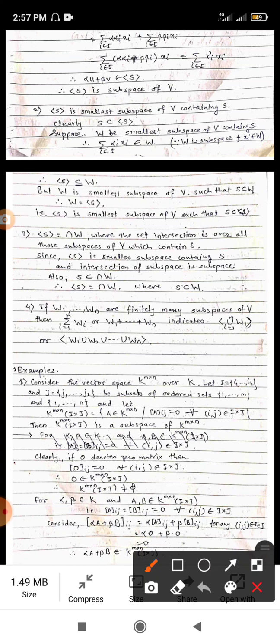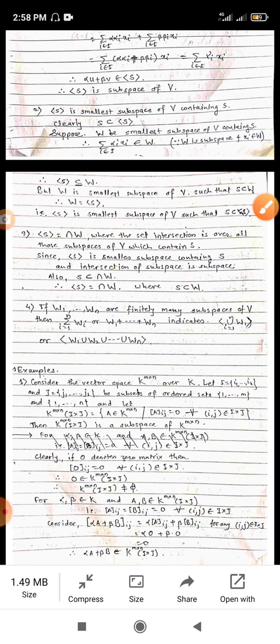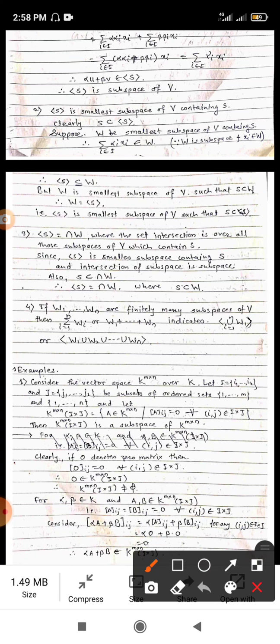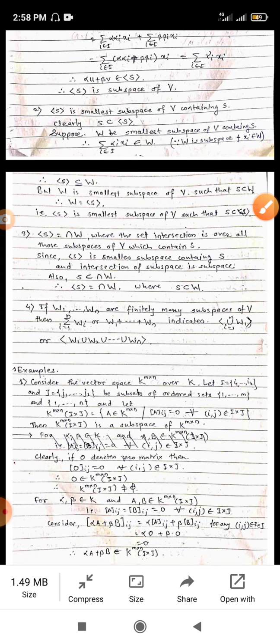Then the ijth entries must be zeros for A and B. So the ijth entry of alpha A plus beta B is alpha times the ijth entry of A plus beta times the ijth entry of B. So alpha into 0 plus beta into 0, which is 0. So alpha A plus beta B belongs to K of m by n over I cross J. Therefore K of m by n over I cross J forms a subspace of K of m by n.